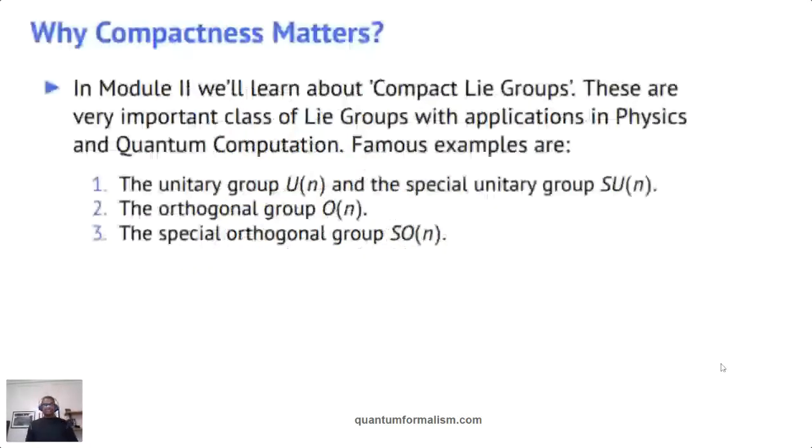So here's a small thing of why compactness matters. In module 2, you will learn about something called compact Lie groups. Obviously, the compact part comes from the fact that the topological structure of the Lie group is a compact space. So the underlying topological space is compact.